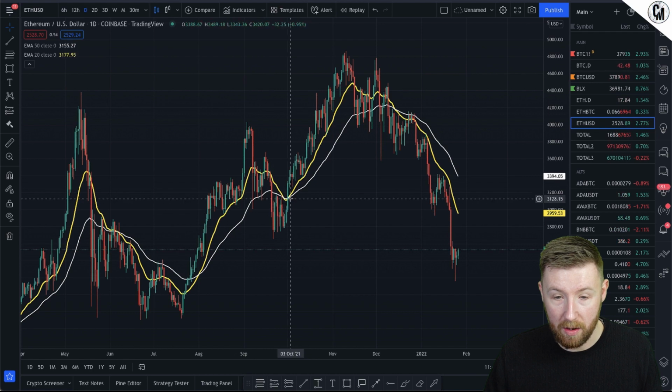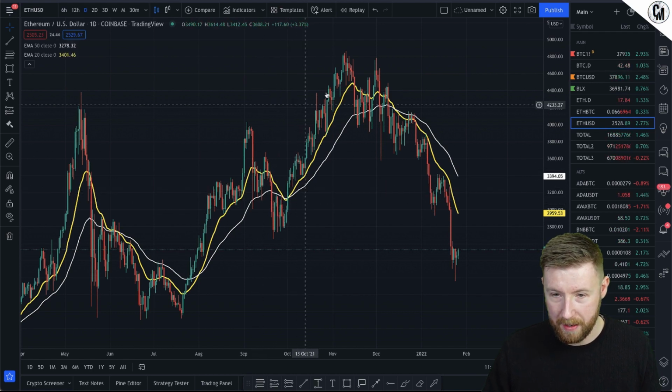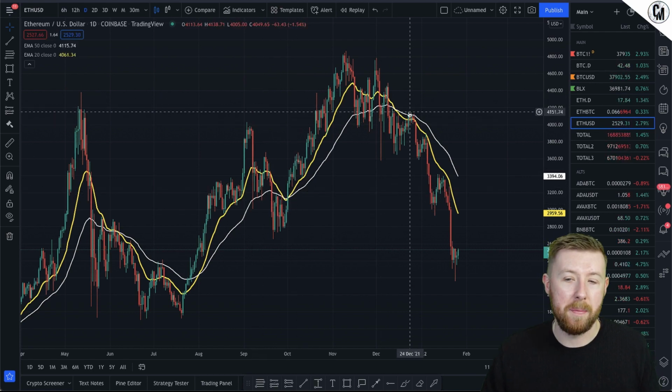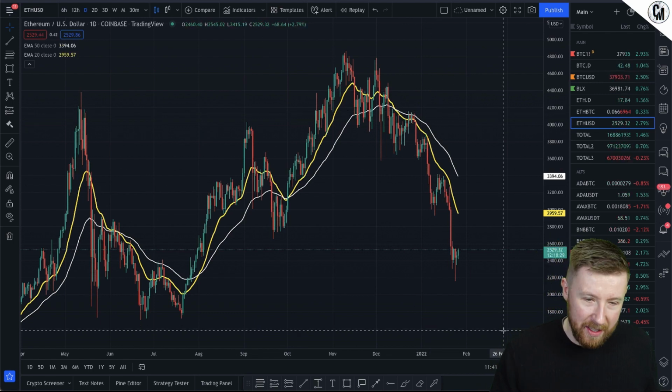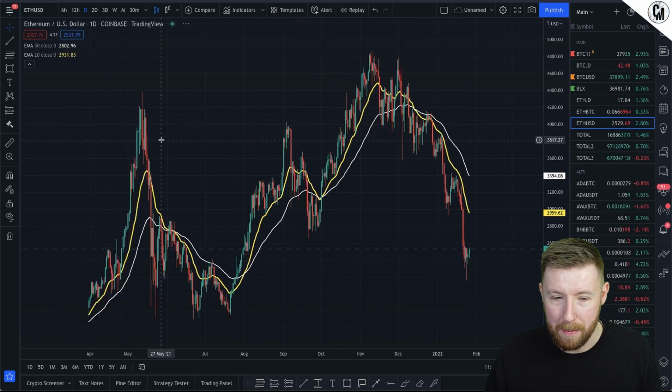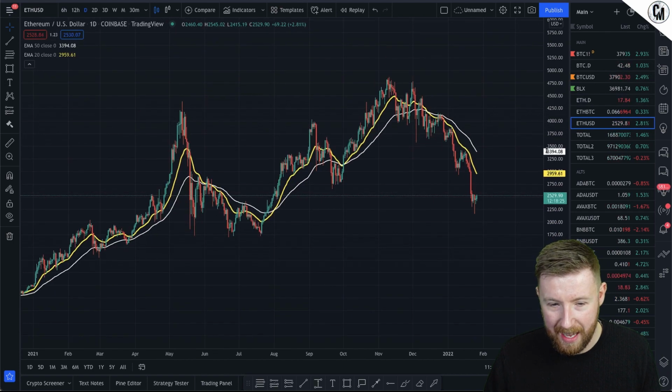This is a pullback, an obvious pullback. We'll pull back into it and then it's gone off again. Again, you can remove your position here. You can see a downtrend is forming and it's hugging that line. That's a simple way of doing it, but not many people like to use these because you can get caught up in the emotions.